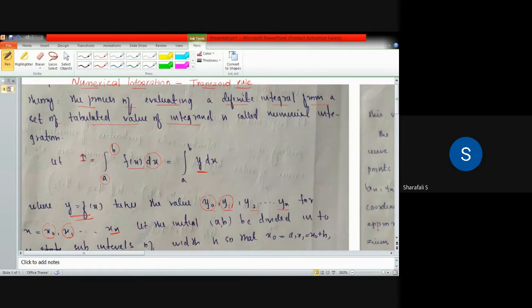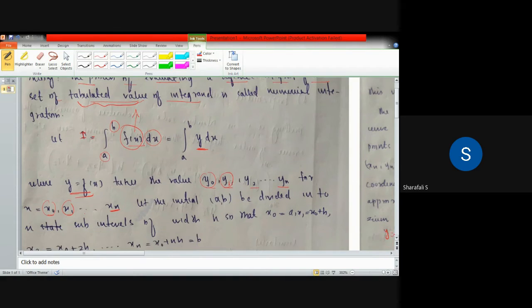Basically, we have a function, and from that function we consider a set of tabulated values. For each and every x point that we consider, correspondingly we have a set of y values. We will tabulate all those values, and from that tabulated data we will find the integral result of that particular function.